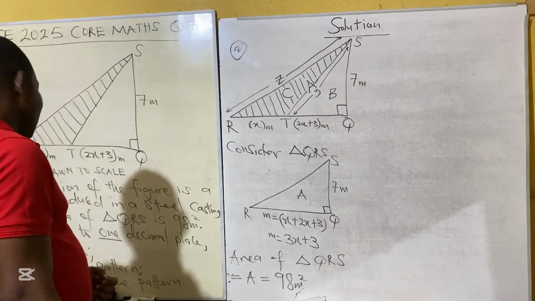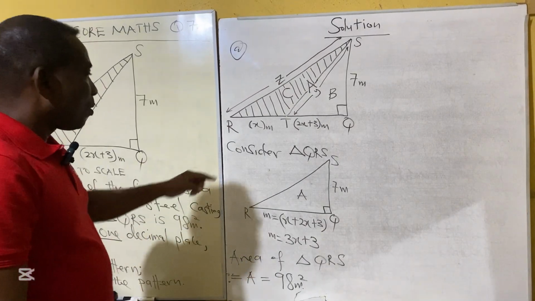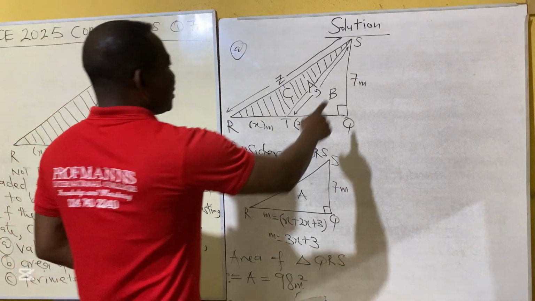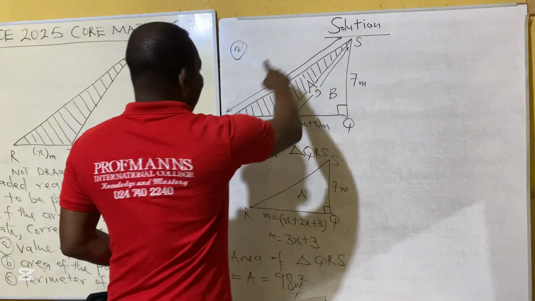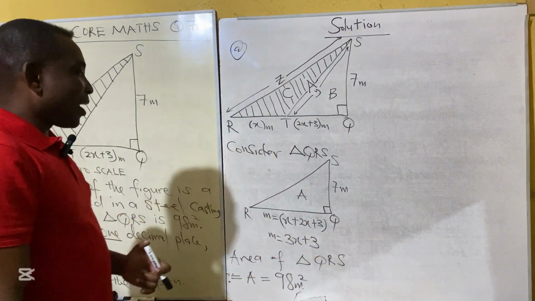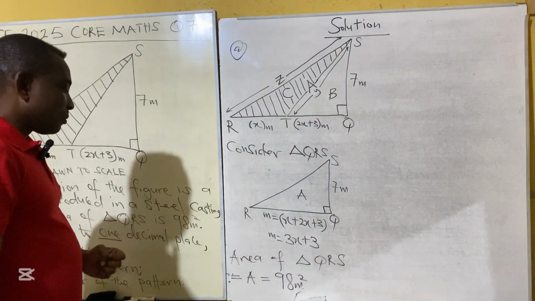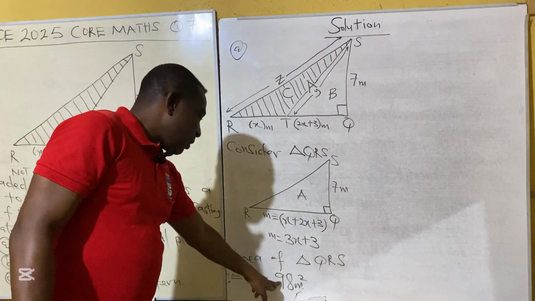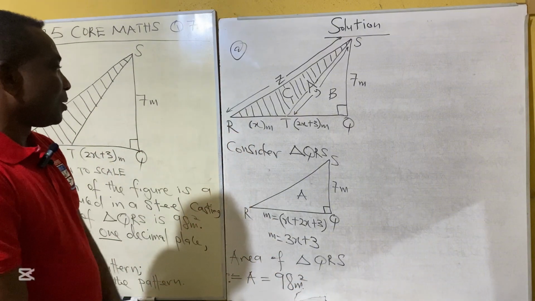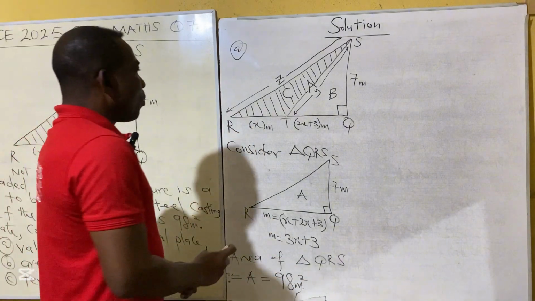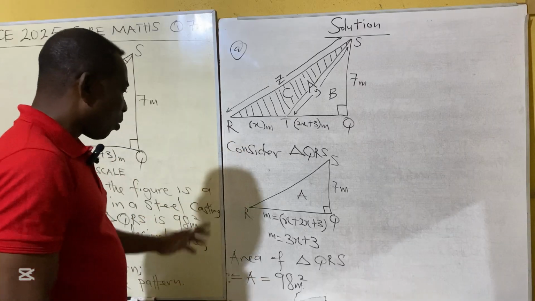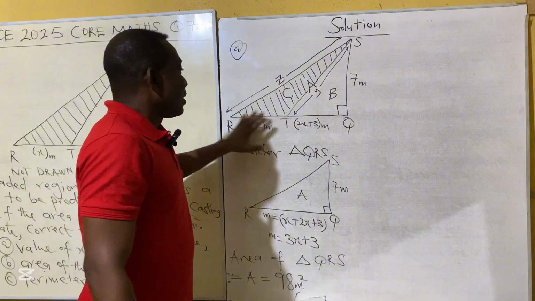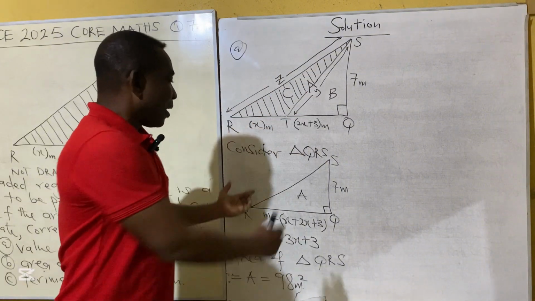A part of the question requires us to calculate the value of x. When we look at this triangle, the bigger one, it is a right-angled triangle. We are given in the question that the area of this right-angled triangle is 98 meters squared. So we need to first of all calculate the area. Now we extract the bigger triangle.